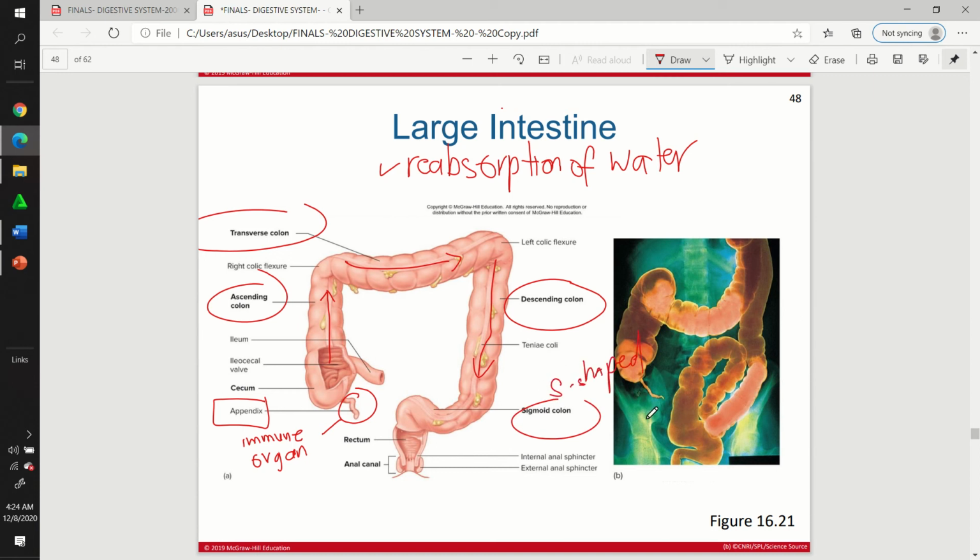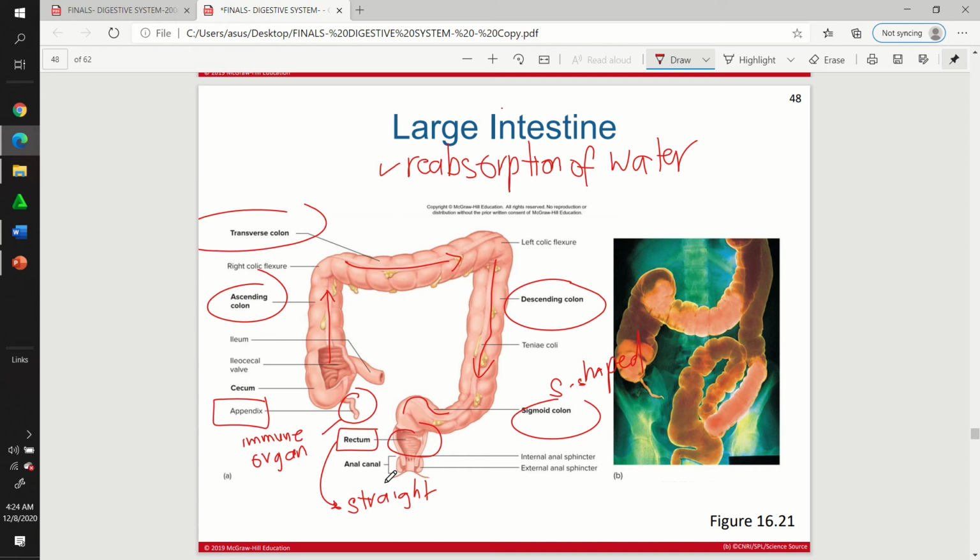Okay, your S shape. That derives its name from your S shape. And the last section, your rectum. Rectum actually is from a Latin term meaning straight. The functions of your large intestine are to reabsorb water, secrete mucus, and eliminate your waste.